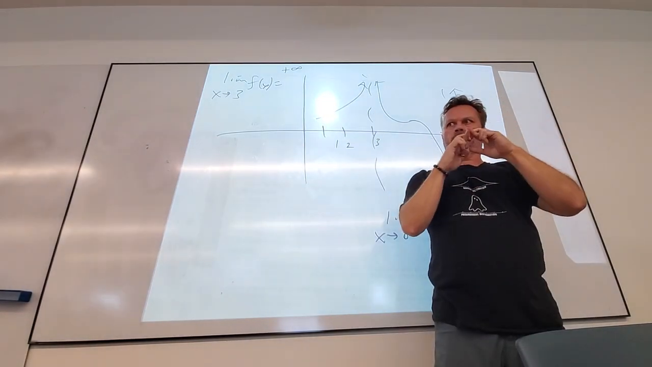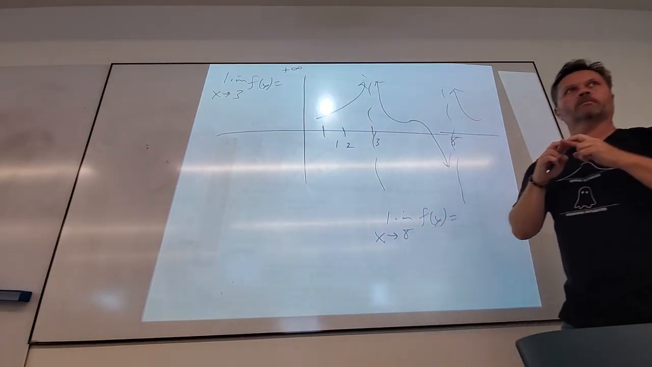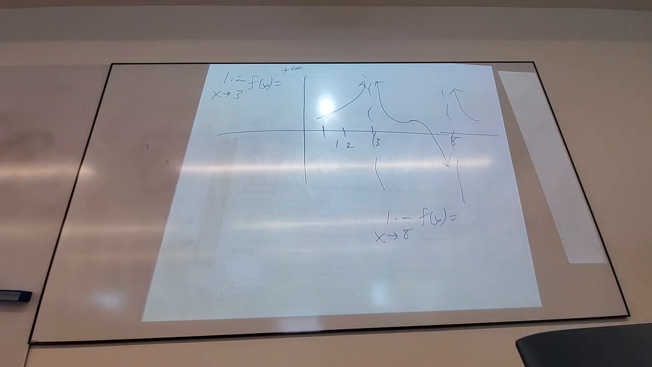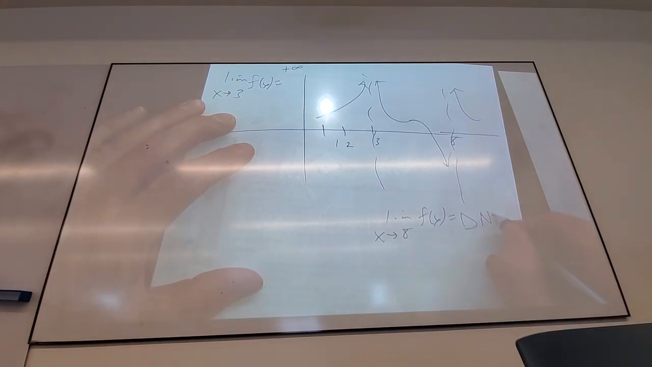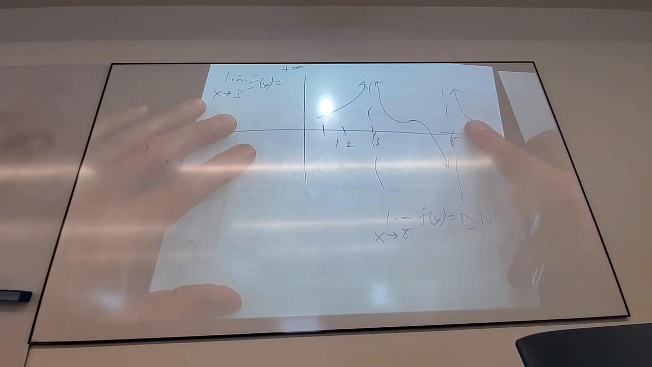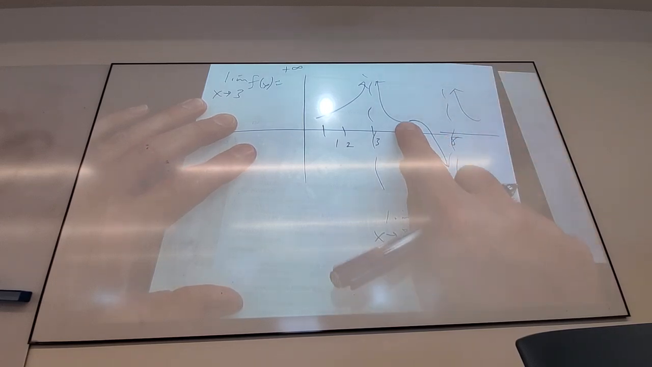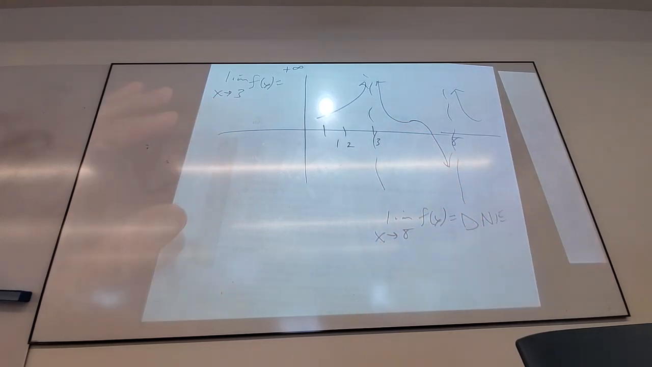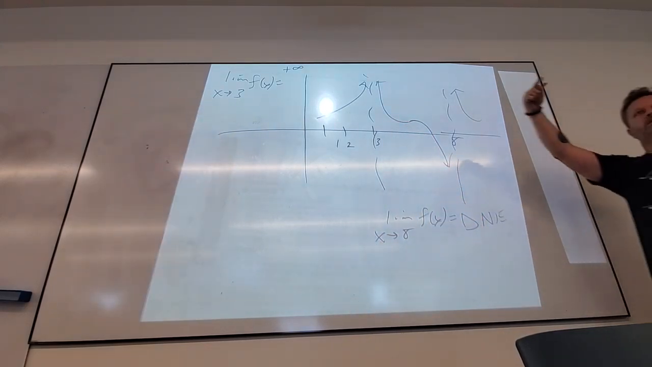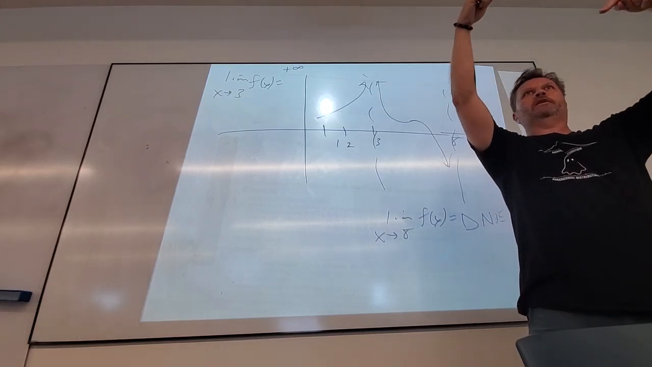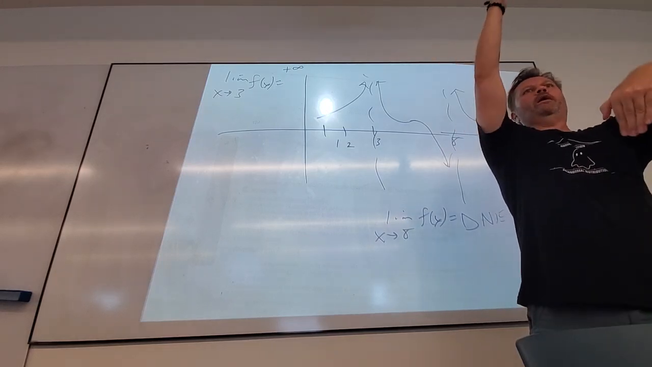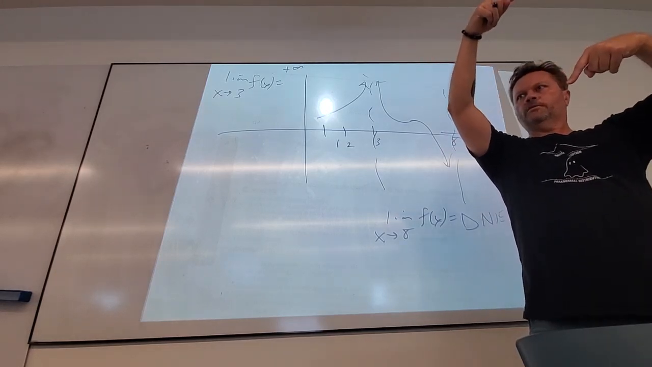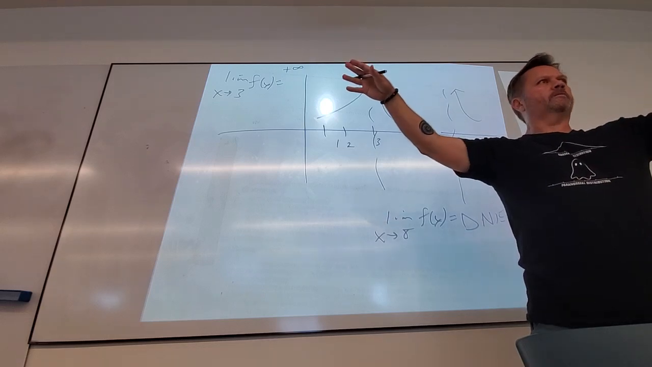Why, when x goes to 8, does it not exist? Because if I do it from above, it's going to positive infinity. If I do it from the left, it's going to negative infinity. Do they agree? Anytime the limits don't agree from one side to the other, I don't care in what way, anytime they don't agree, it does not exist.